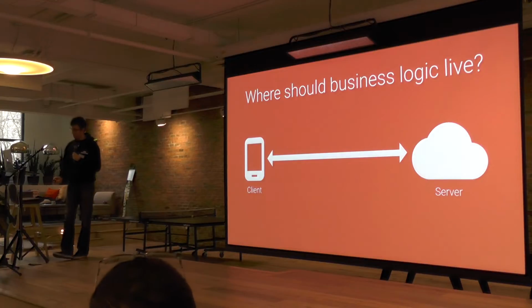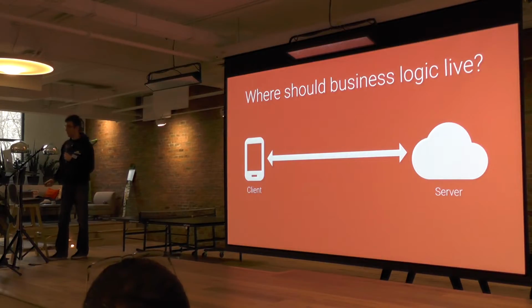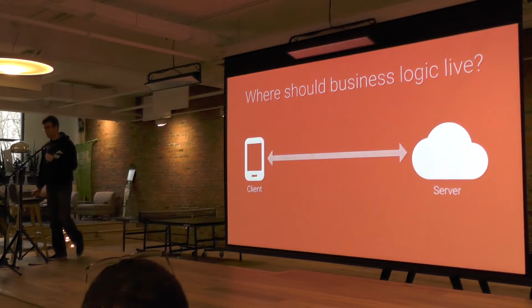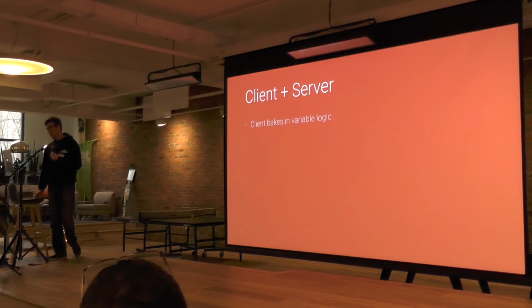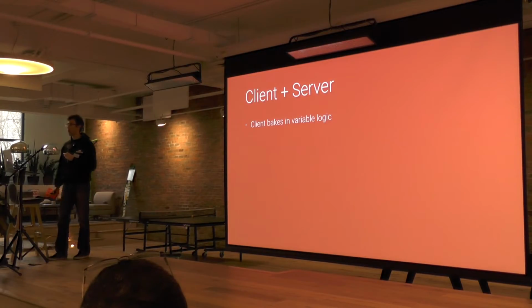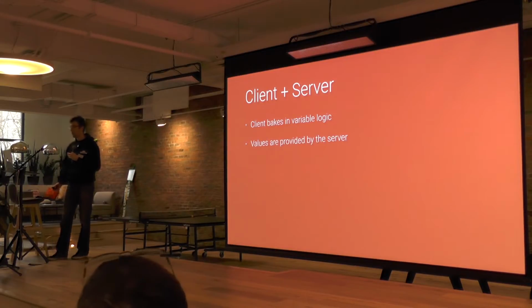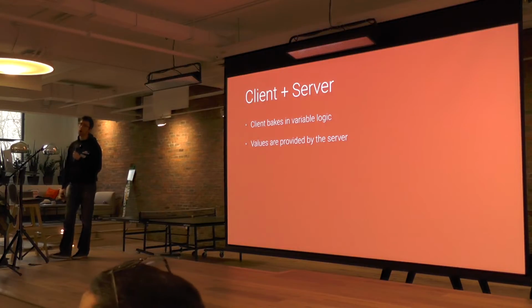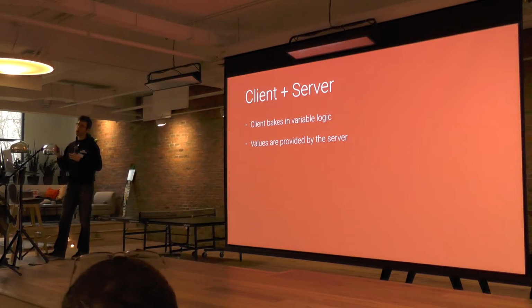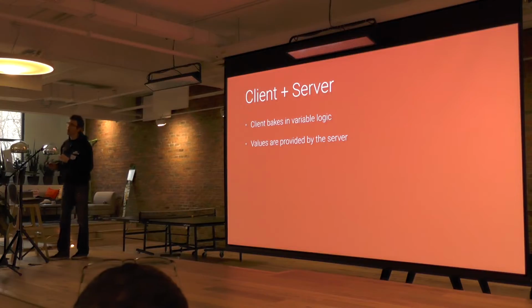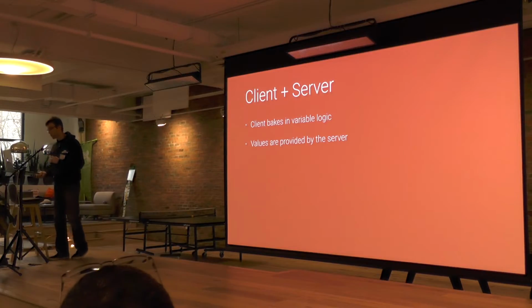All right, so we talked about putting it exclusively on the client and exclusively on the server. What happens if we split it up between the two? So here, the client bakes in the variable logic, and the values are provided by the server. So for the example of a username min max check, the client would know how to check that the username is within some range, but the actual values that it's checking are coming from the server.